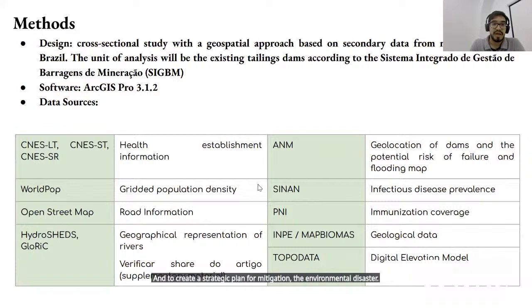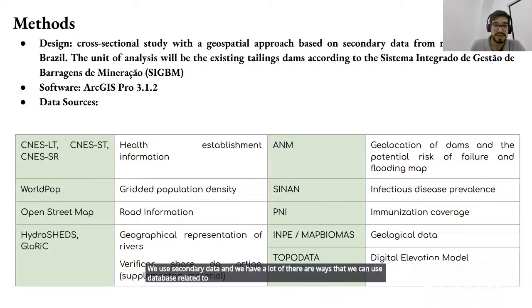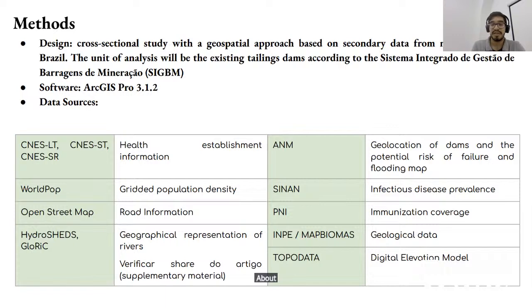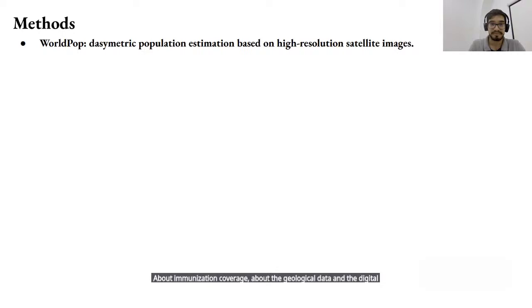disaster. We use secondary data, and we have a lot of databases that we can use, databases related to health facility information, about the population, about the mobility, about the rivers, about the geolocation of the dams, about the infectious disease prevalence in each region, about the immunization coverage, about the geological data, and the digital elevation data.